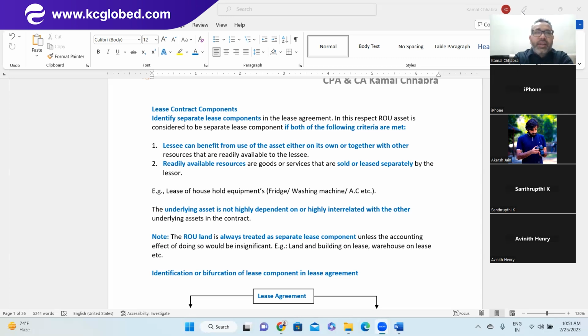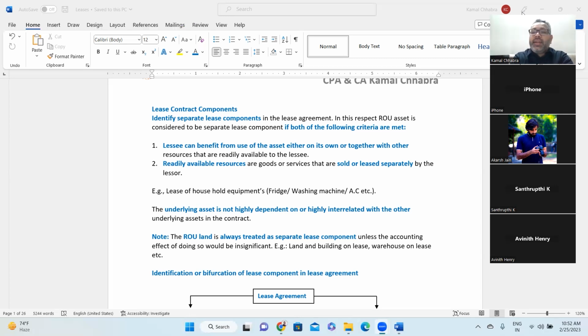Same way how we have studied in ASC 606. If you remember, in ASC 606 also, we discussed this concept, separately identifiable item. Here is the separately identifiable asset. But what is a separately identifiable asset? Which lessee can take benefit from the use of the asset, either of its own or with any other asset, or it is a readily available resource as goods or services that can be sold or leased separately.